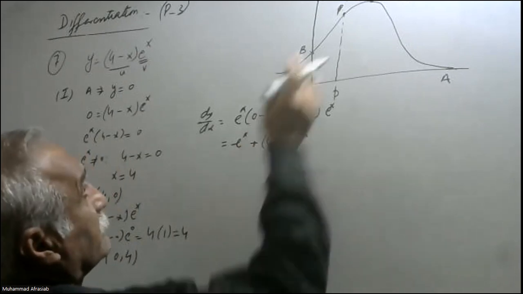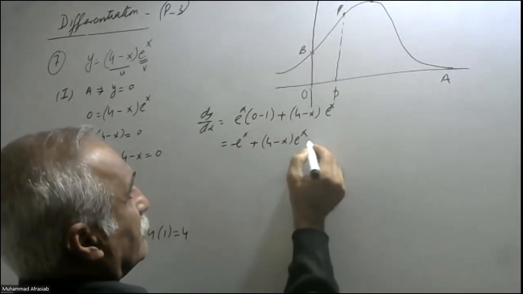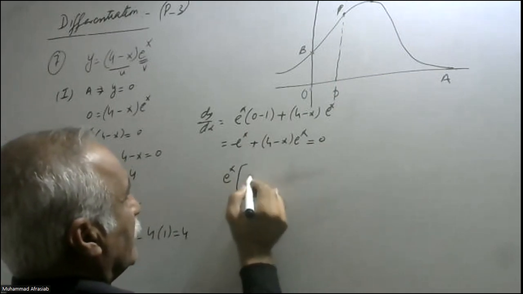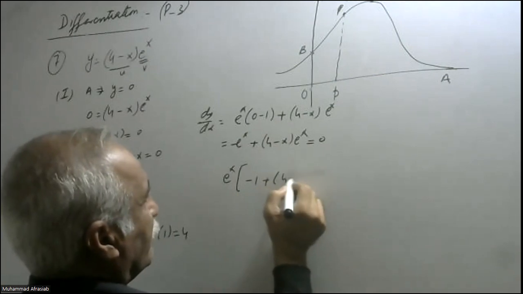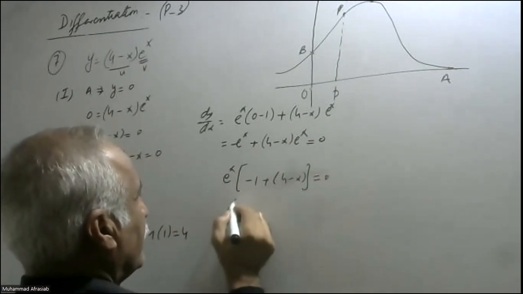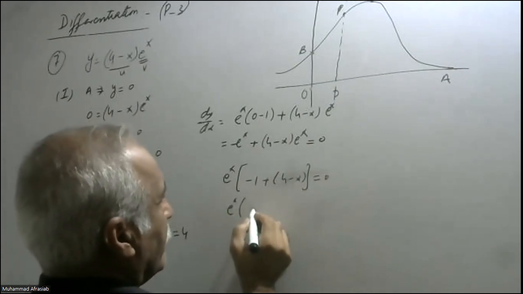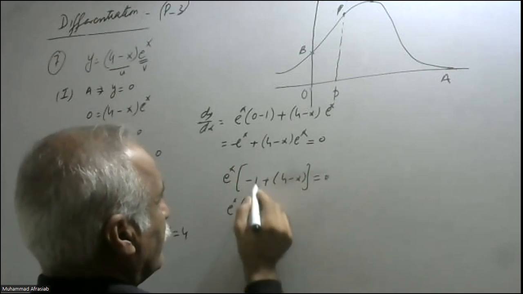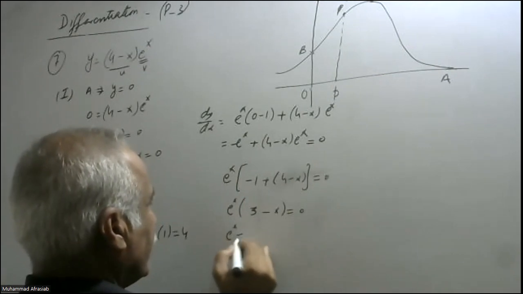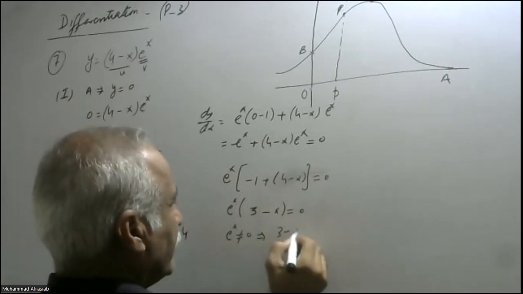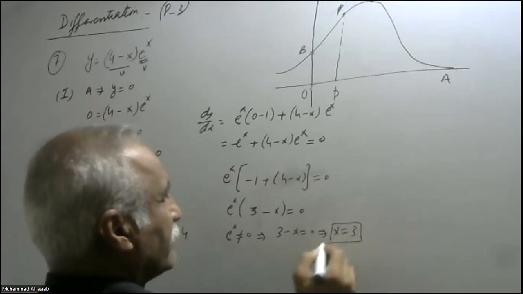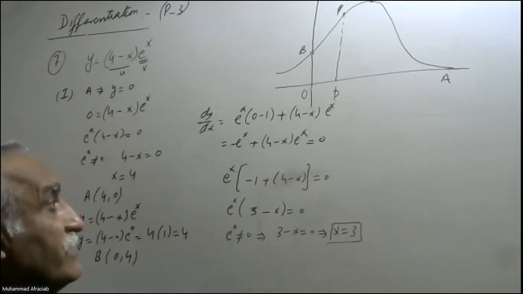This is the maximum point, so dy by dx should be equal to 0. So if e power x is taken common, e power x into (minus 1 plus 4 minus x) should be equal to 0, or e power x into (3 minus x) is equal to 0. e power x cannot be equal to 0. So 3 minus x is equal to 0. This implies that x is equal to 3 is the x coordinate of the maximum point.